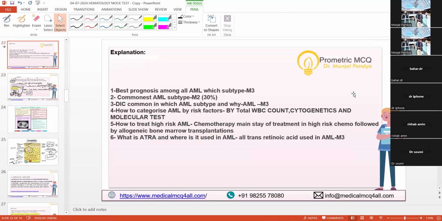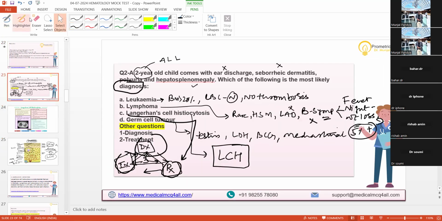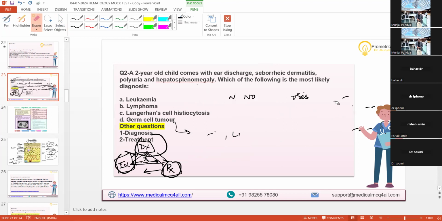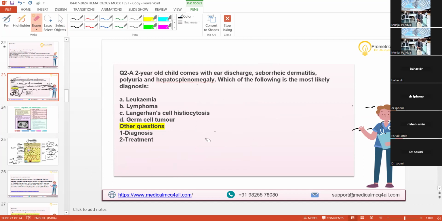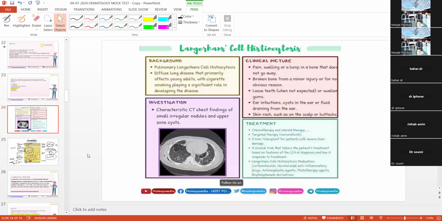So now go back to this scenario. What are they asking in our scenario? A 2-year-old child comes with ear discharge and seborrheic dermatitis. This dermatitis is very common, and this is the classical presentation. When these Langerhans cells get deposited in the liver and spleen, hepatosplenomegaly can also be seen. Pulmonary Langerhans cell histiocytosis is a diffuse lung disease that primarily affects young adults, with cigarette smoking playing a significant role in the development of the disease.